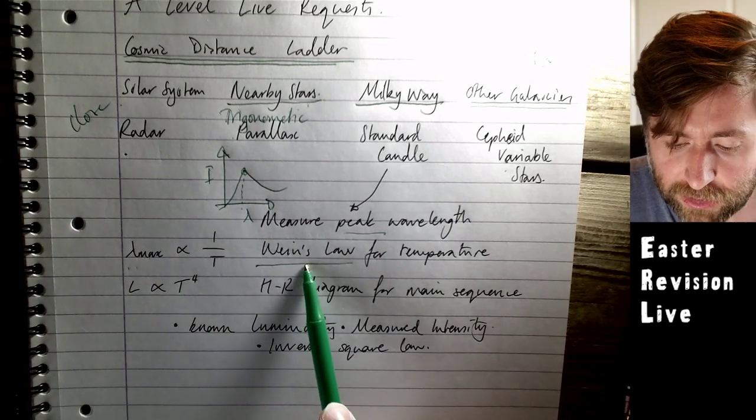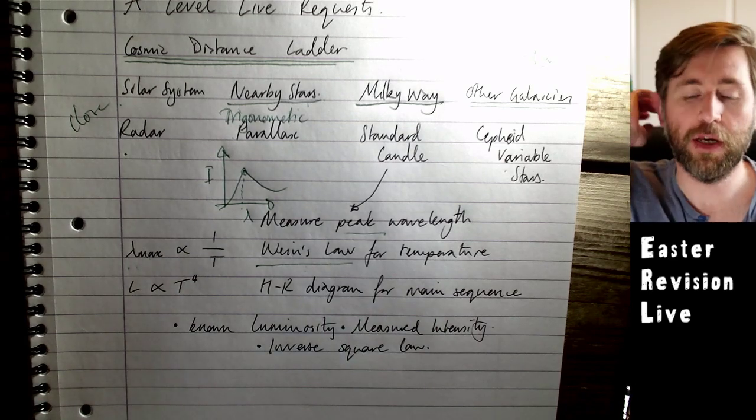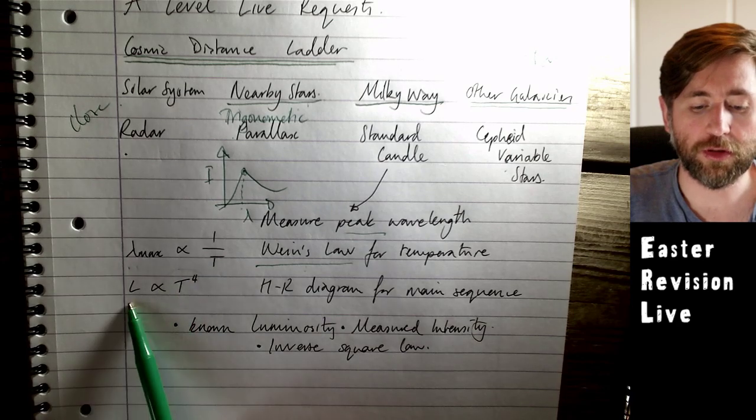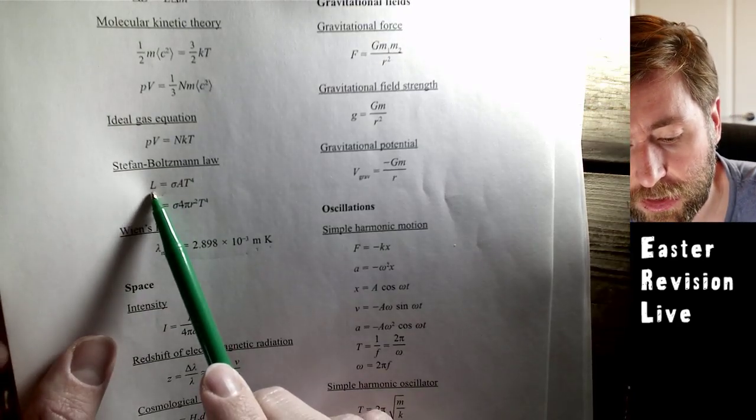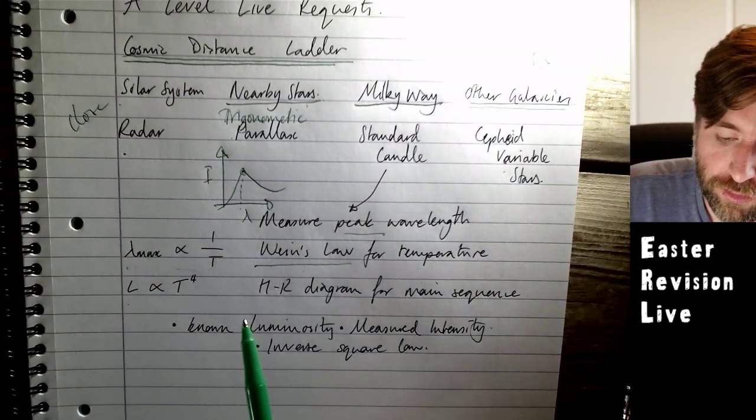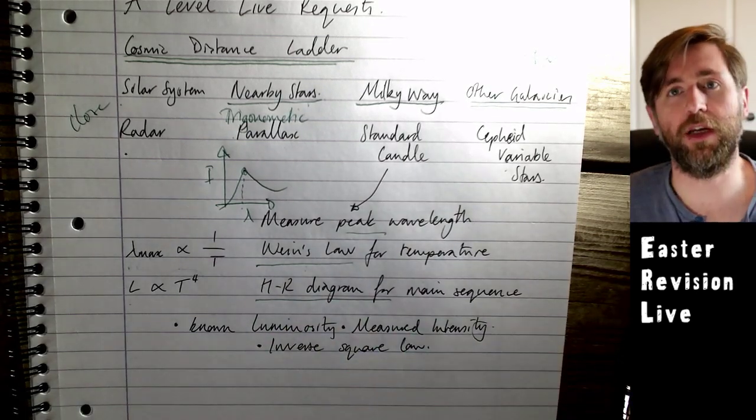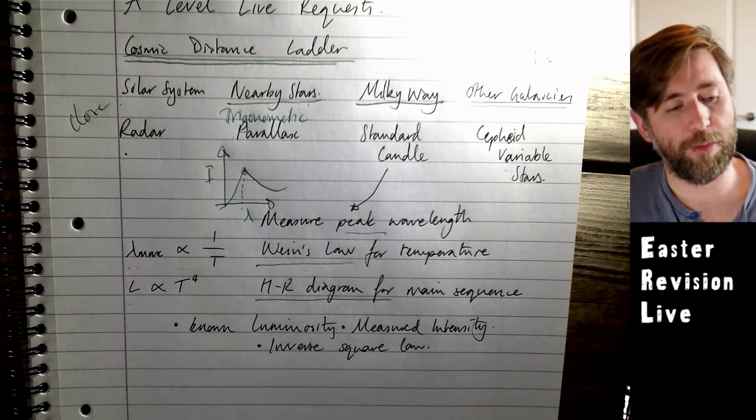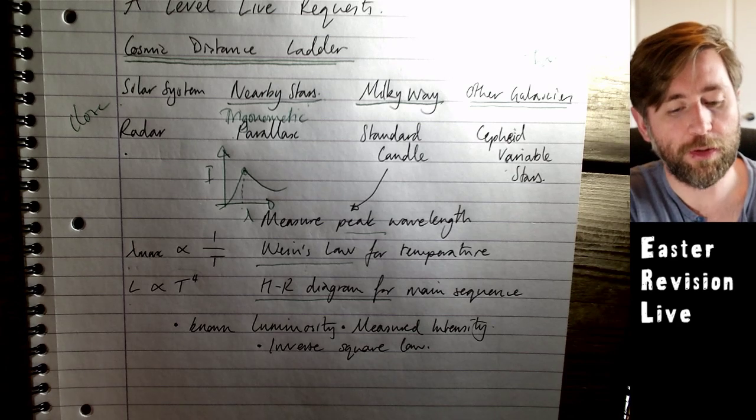Then we take that temperature and we fit it to the main sequence on the HR diagram. The temperature is related to luminosity by Stefan-Boltzmann's law, which is that luminosity is proportional to T to the power of 4. Or you can just think about it as using the main sequence on the HR diagram, the Hertzsprung-Russell diagram, to tell you what the luminosity will be.